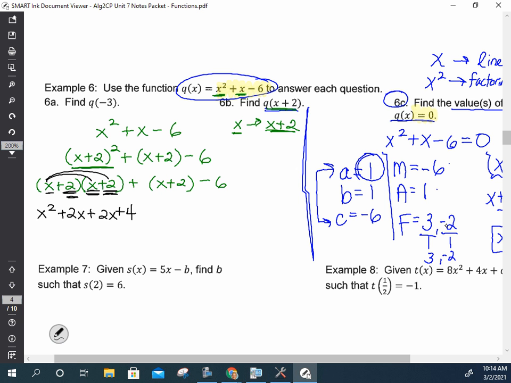With this second parentheses, remember that there's no number in front, understood to be 1. So we're going to distribute the 1. 1 times x is 1x. 1 times 2 is 2. And then minus 6.